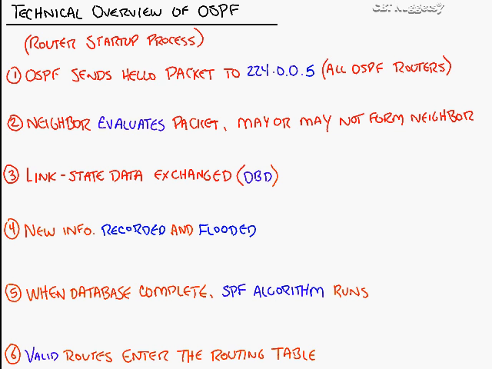Once all of the neighbors in this entire OSPF area have exchanged their information, they will have a complete database of what that area looks like, and the SPF algorithm, the shortest path first algorithm, will run. That's where you'll see your processor utilization spike up a little bit on your router, because it's going to put itself at the root of a roadmap.